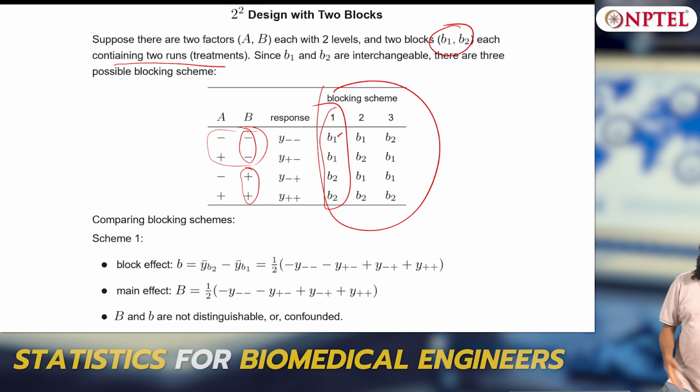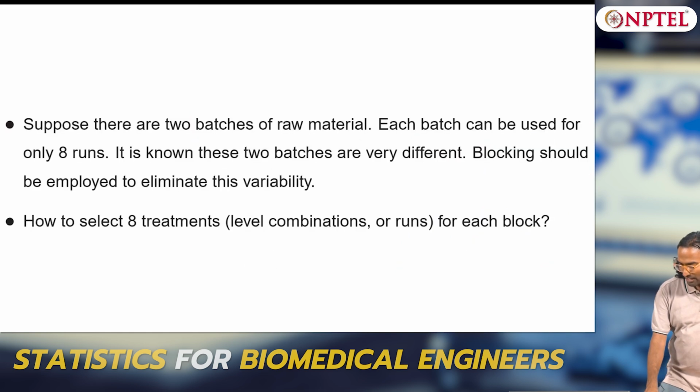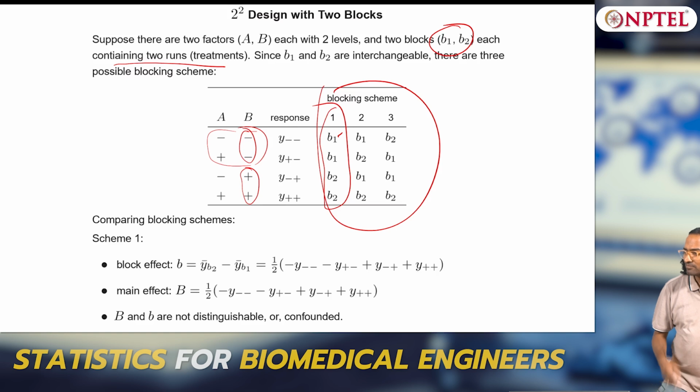This is 2 blocks, right? Not just 1 block. This is 2 blocks. In that case, in the previous example there is only one factor, which is the batch. Batch is one factor, one block. Here how many blocks do I have? 2 blocking variables. This is not like your RCBD.